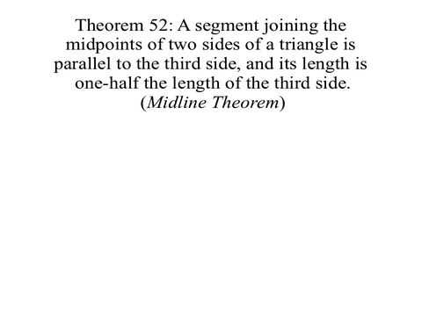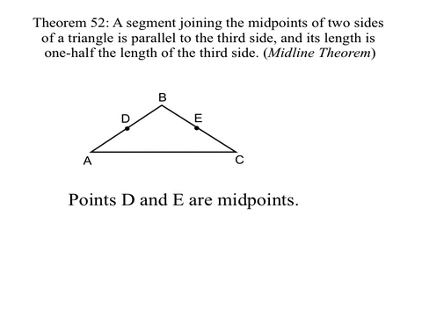And now another theorem. A segment joining the midpoints of two sides of a triangle is parallel to the third side, and its length is 1/2 of the third side. This theorem is called the midline theorem. We start with a triangle. We find the midpoints of two of the sides. We connect those midpoints to form a segment. And what we're going to prove is that the new segment DE is parallel to the third side, AC, and that it's half the length of that third side, or DE is equal to 1/2 AC.